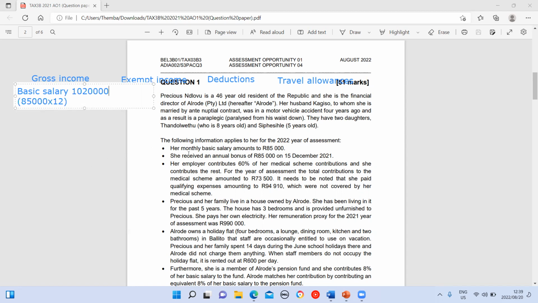Moving on, she received an annual bonus of 85,000 on 1st December 2021. Remember those slides that I was doing, they're very important, because everything I'm saying there, I'm applying. They're the crux of this. Remember that I said amounts received from employers are specifically included in gross income, as per the paragraphs under the gross income definition. This bonus is an amount received from the employer as a result of your employment with him, so you will include this amount in your gross income.